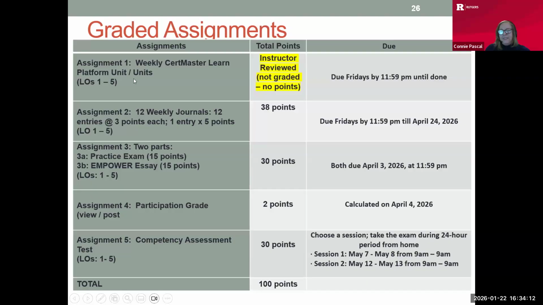I mentioned these in passing, but in the syllabus you'll find lots more information about this, as well as in the assignments in Canvas. Your first assignment is working on a weekly basis through your platform, through the units of your course. I review this. I can see what you're doing, how much time you're spending, how much percentage of the course you've done, and where you're putting your time. I can see, are you watching the videos? Are you doing the quizzes? I can see all that, but I'm not grading it.